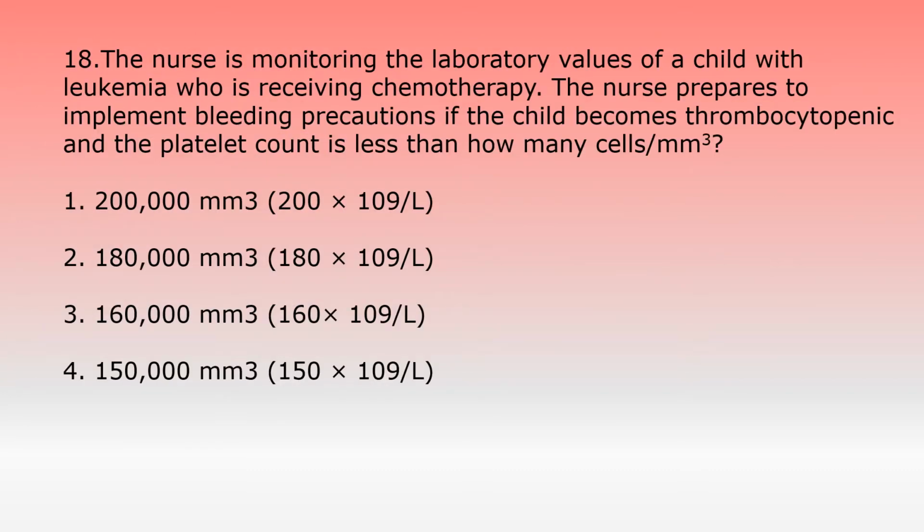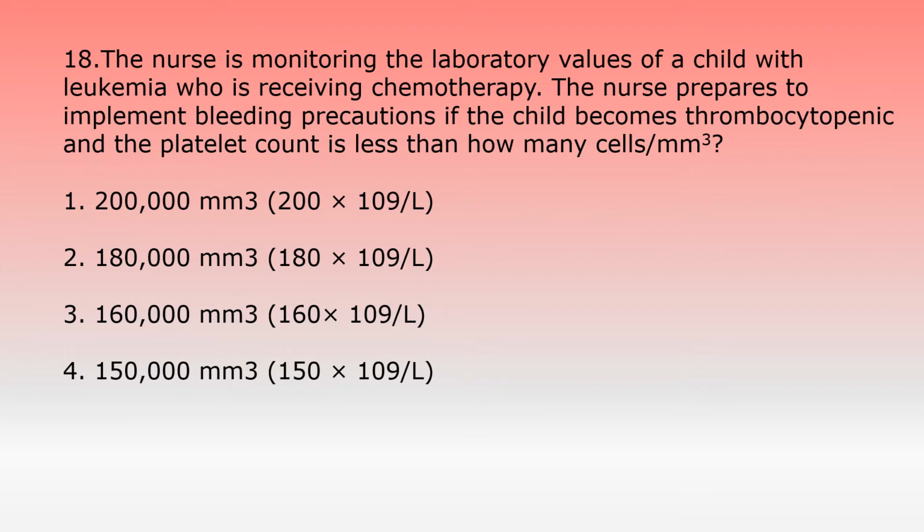The nurse is monitoring the laboratory values of the child with leukemia who is receiving chemotherapy. The nurse prepares to implement bleeding precautions if the child becomes thrombocytopenic and the platelet count is less than how many cells per cubic millimeter? 1. 200,000 cubic millimeters, 200 times 10^9 per liter. 2. 180,000 cubic millimeters, 180 times 10^9 per liter. 3. 160,000 cubic millimeters, 160 times 10^9 per liter. 4. 150,000 cubic millimeters, 150 times 10^9 per liter.